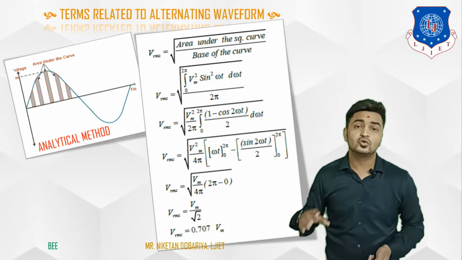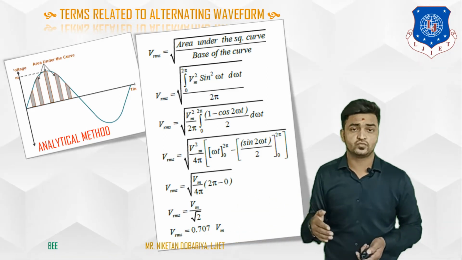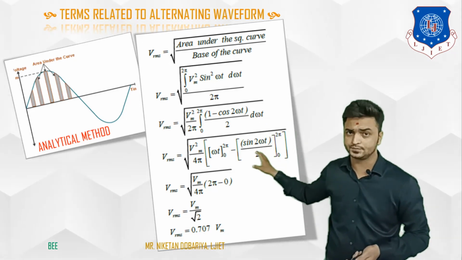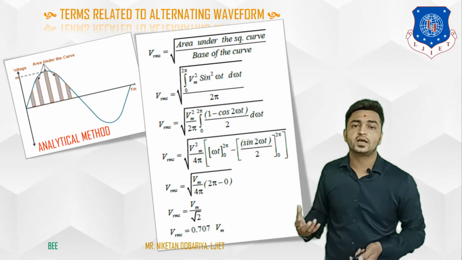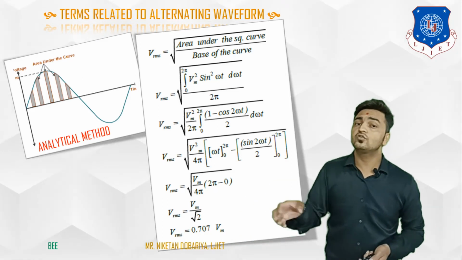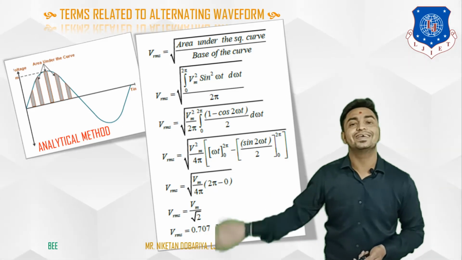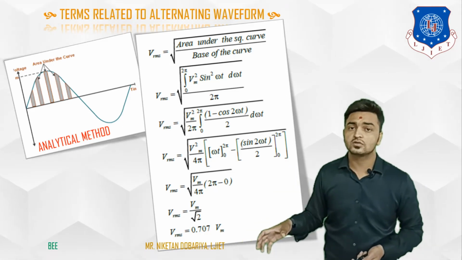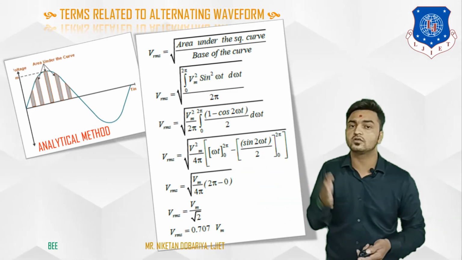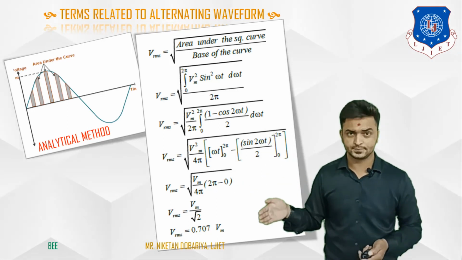But now you can consider half or full cycle. In both ways you can calculate the RMS value. Why? Because we have done this square over here, and when we have done the square, if the value is positive, then the square of that is going to be positive. If the value is negative, the square of that value is again going to be positive. So there is no chance of the value becoming 0. That's why you can use both limits, 0 to pi or 0 to 2 pi. So here we have considered 0 to 2 pi.